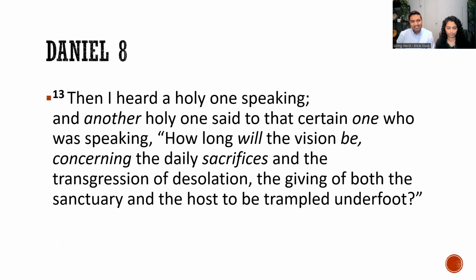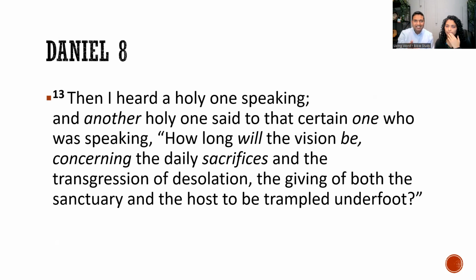I'm going to explain this, but basically, one person inside that vision is asking another person, how long will this be? Concerning the daily sacrifices, give me a timeline. How long will these sinful things be taking place? How long will the daily sacrifices take place? The whole year they will be taking place, except the one day, the Day of Atonement. On that day, the sanctuary gets cleaned up. And then the next year again, it's another cycle. But how long will this go on for?